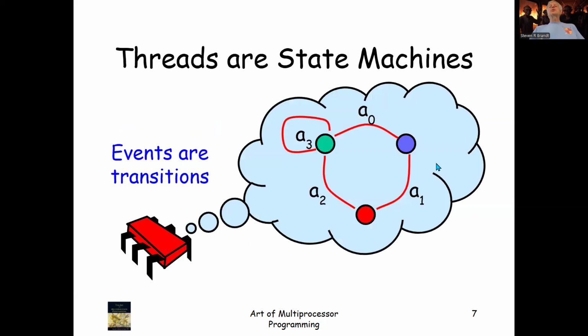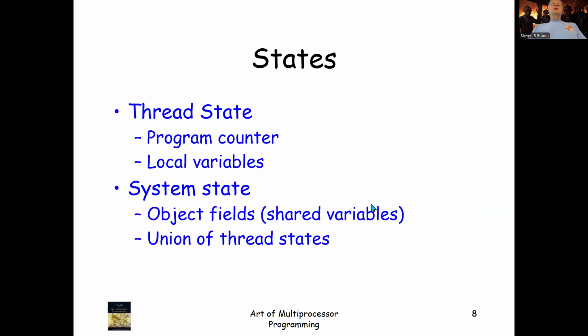And threads are state machines. Everything that happens is going to change some state, and events are always transitions from one state to another. There are a couple of special pieces of thread state. There's the program counter, a special integer that keeps track of what instruction you're executing. The machine has that internally. You never see it, but it's there. There are also local variables, object fields, and so on.